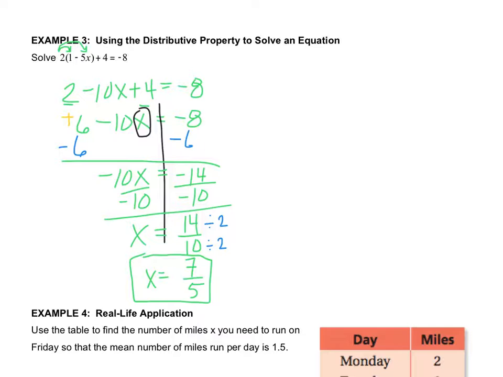So I'm not going to show the check on this one, but that would be something you could also plug in and verify that it works. It does work. 7/5 is our answer, but this just is another way of seeing how to get through your distributive property.